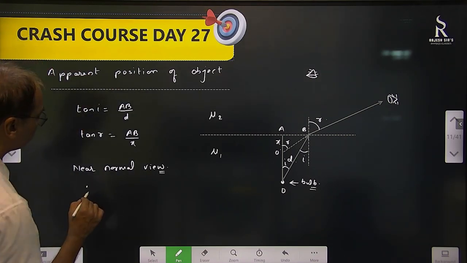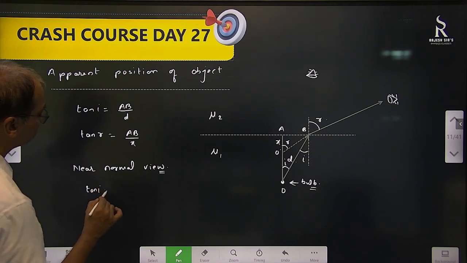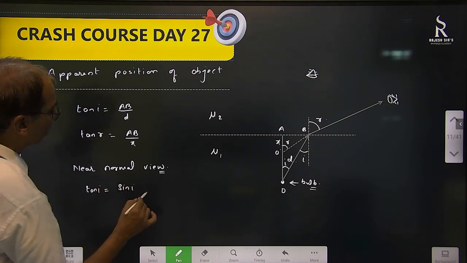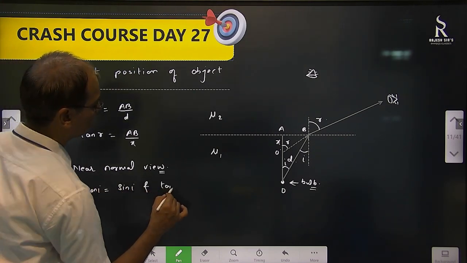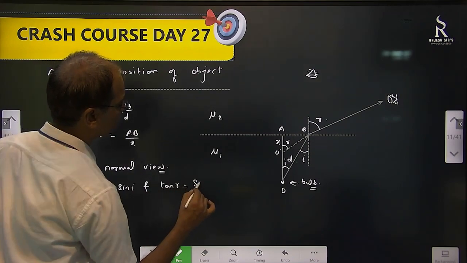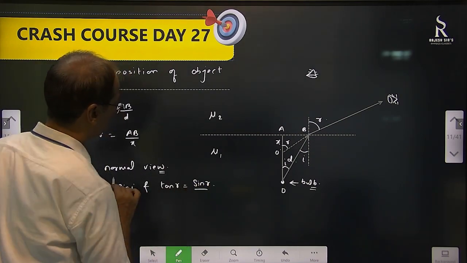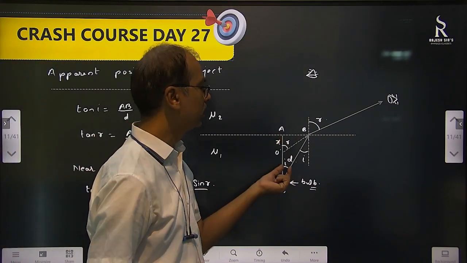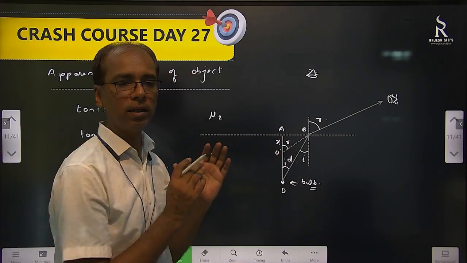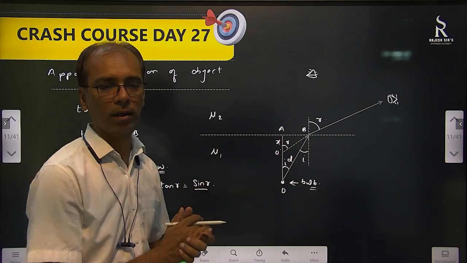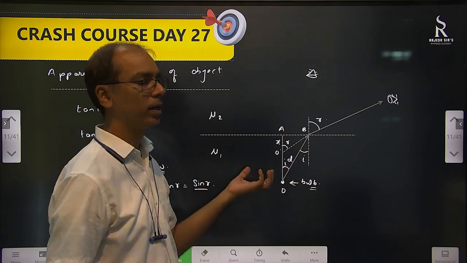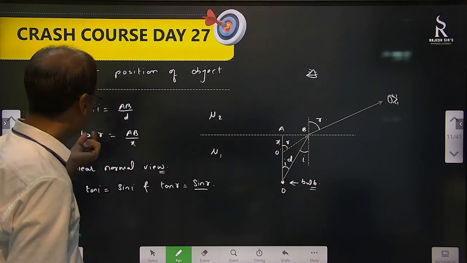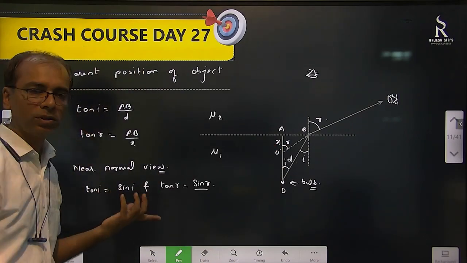So we can write tan I equal to sin I and tan R equal to sin R. But remember that this is only true when you are talking about near normal view. If it is not near normal, then some values will be given so that we can get the value of this I and R. Once we get the I value from here, we can put it into sin I and sin R.